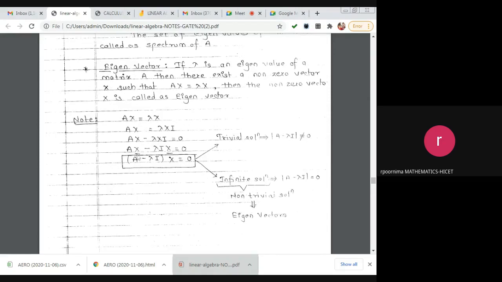So Ax is lambda x. That is, you have to remember (A minus lambda I) into x equals 0. It is a trivial solution when the determinant of A minus lambda I is not equal to 0. Infinite solutions mean the determinant of A minus lambda I is equal to 0.